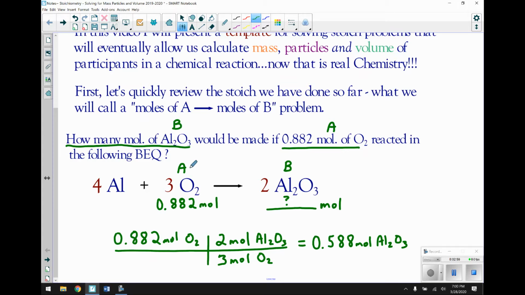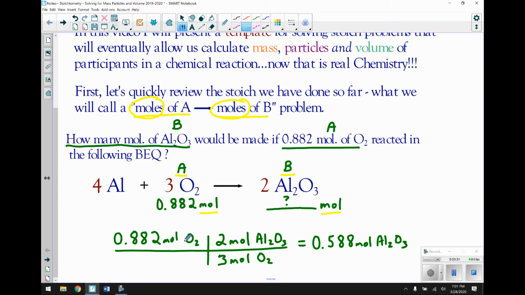And when we look at the units for the given substance and the desired substance, the one we want to find out about, we can actually see why we might call this kind of problem a moles of A to moles of B problem. And this is how we're going to designate our stoichiometry problems, based on the units for the given and the units for the desired substance. But we'll see that on the next page of notes.